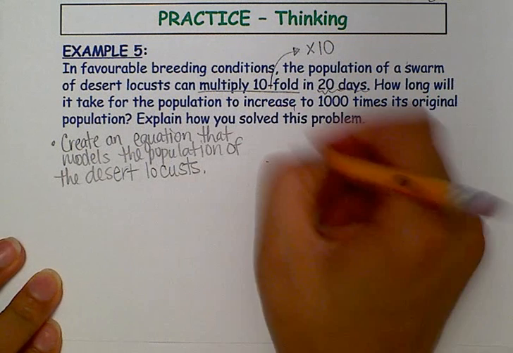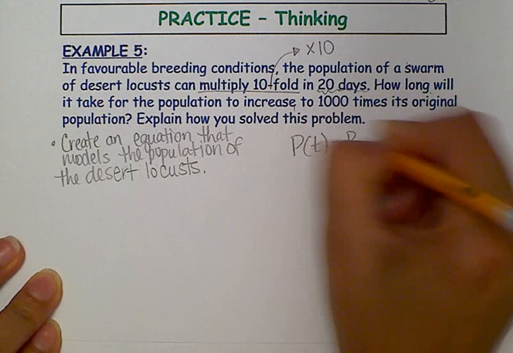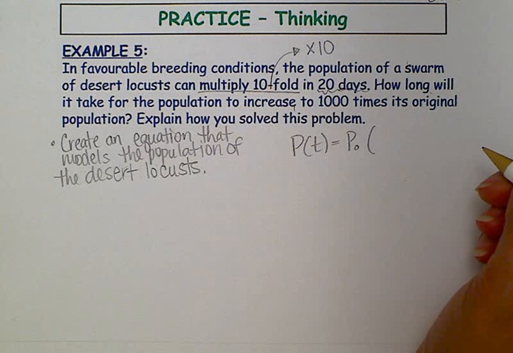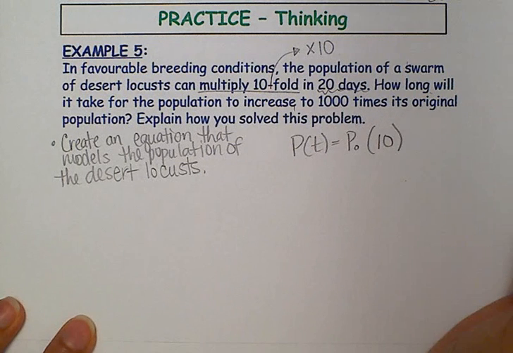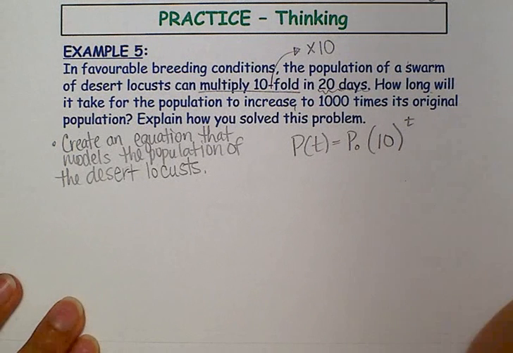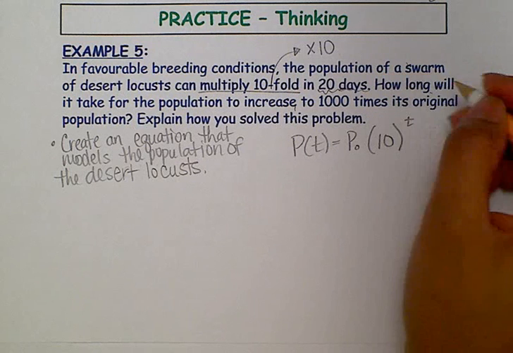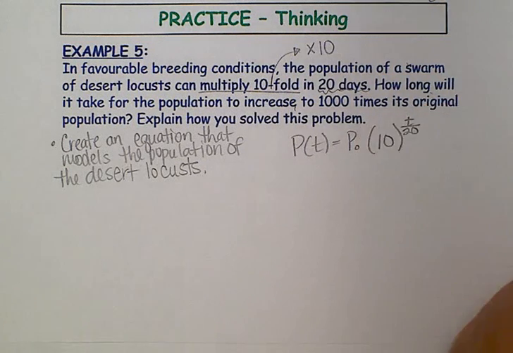So let's start by writing P of t equals P naught times, and instead of having doubling time, we're going to use a growth ratio of 10, because that's what you're going to be multiplying by each time. If I just put a t in the numerator, then that means every day the population is increasing by a factor of 10. Now, that's a lot, but we're told that it's increasing by a factor of 10 every 20 days. So I need to put the 20 in the denominator of the exponent.